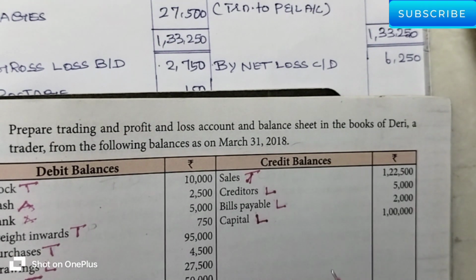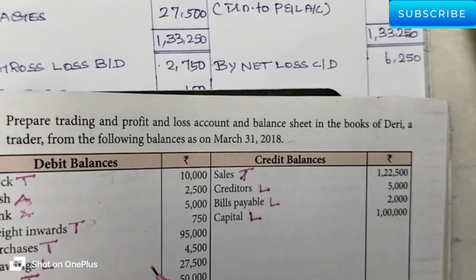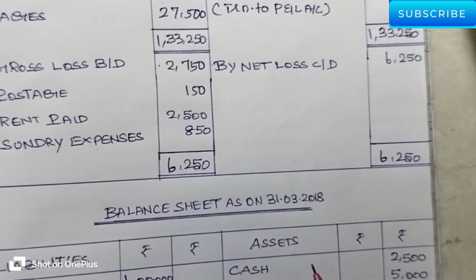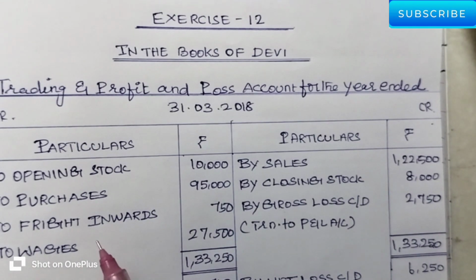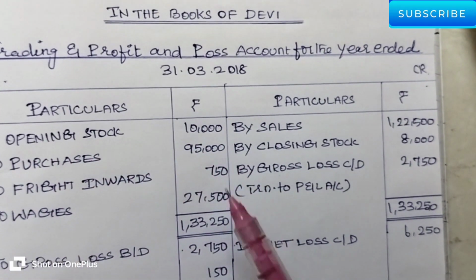After identifying and marking the given information, you have to first prepare the trading account and profit and loss account. Before that, we have to enter the heading of the trading and profit and loss account, and prepare the format of the trading and profit and loss account.